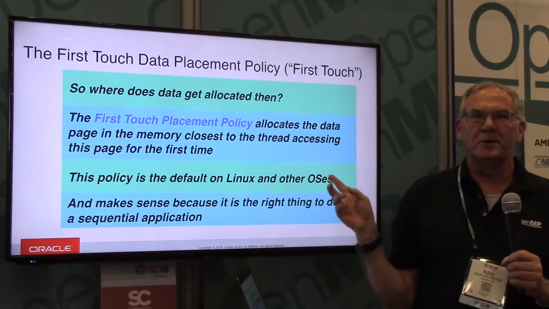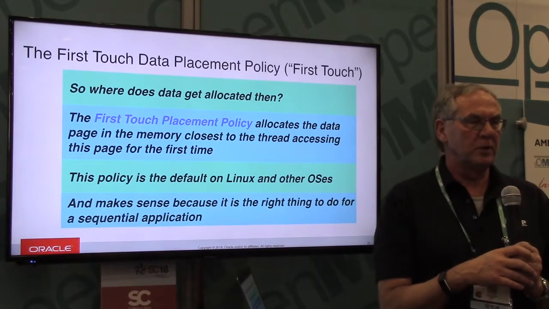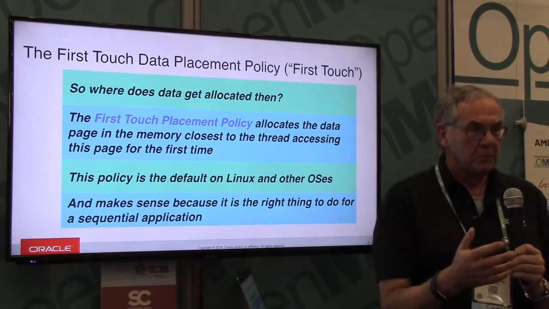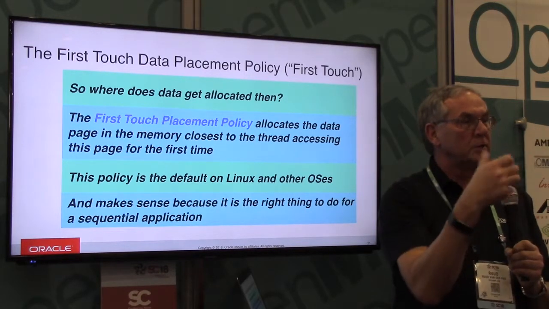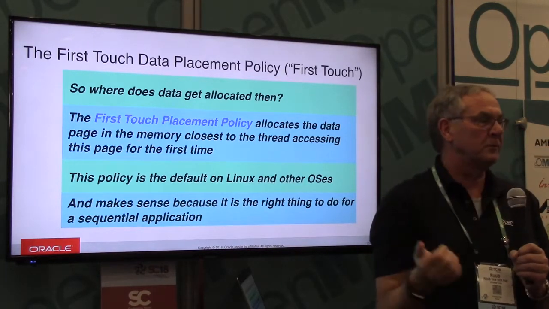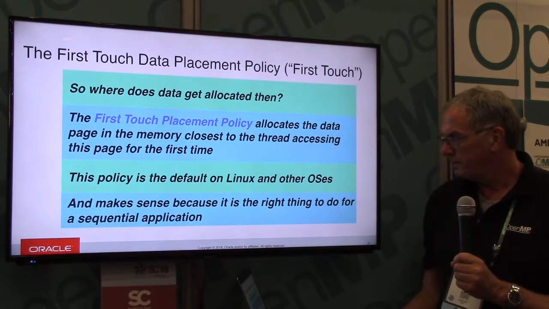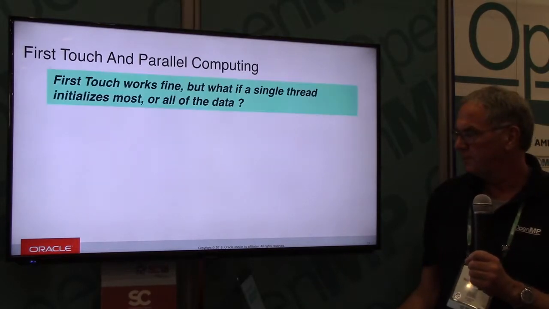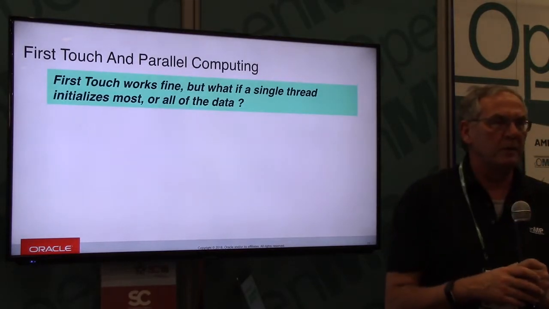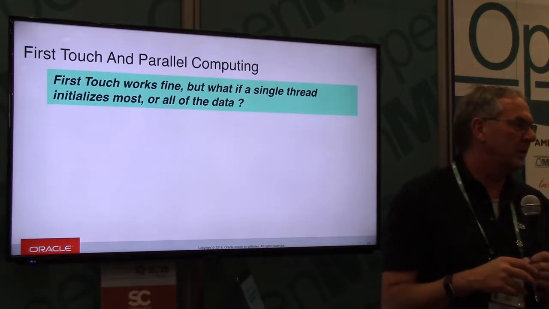It makes sense because this behavior preserves sequential execution performance. Because when you run a single thread, you want to have your data close to your memory, and there's only one thread touching the data. So this makes logical sense, but it's not so good for parallel computing. It works fine, but what if a single thread initializes your data?